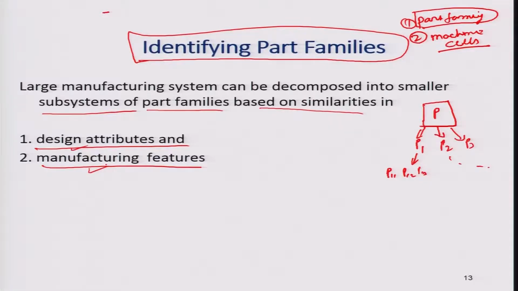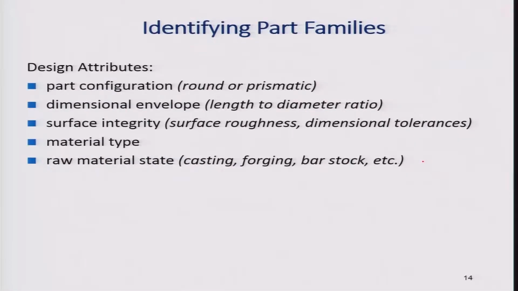After that, you can club your parts in one family. So, design attributes. What are the design attributes? Part configuration, for example, round or prismatic, dimensional envelope, length to diameter ratio. You can distinguish your parts using an L by D ratio. Surface integrity: surface roughness, dimensional tolerance.